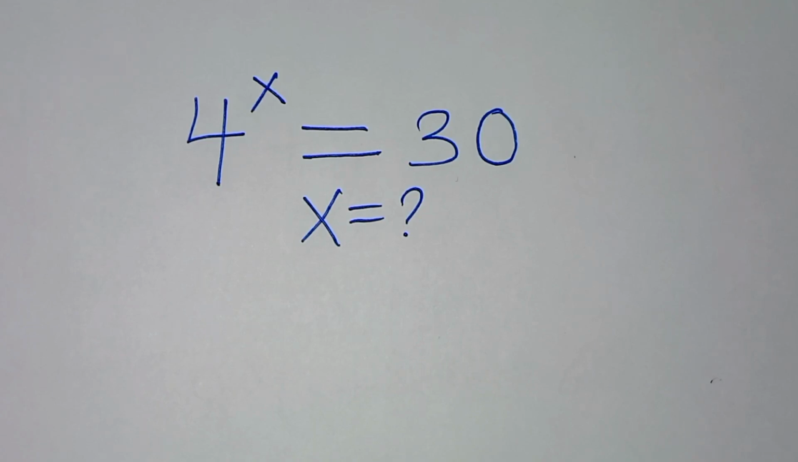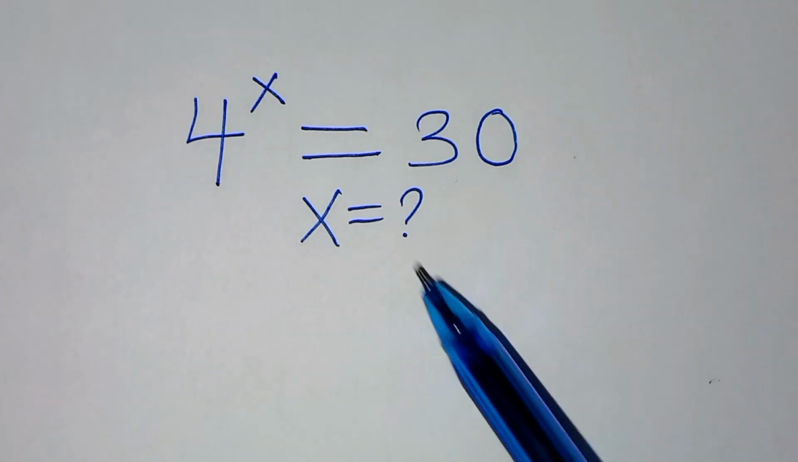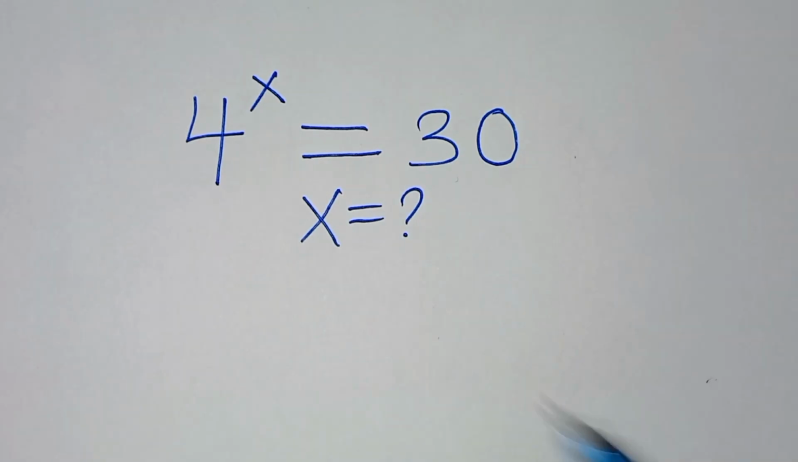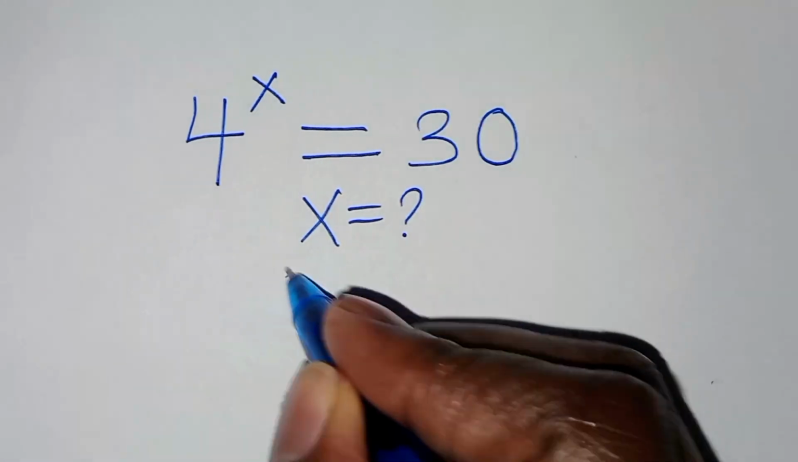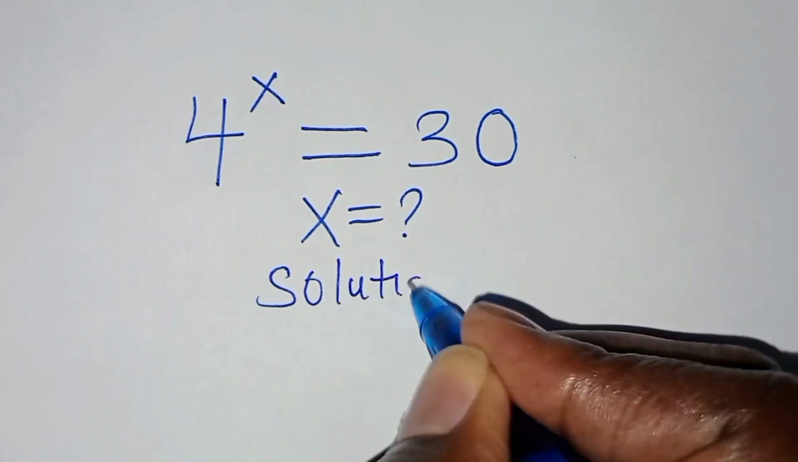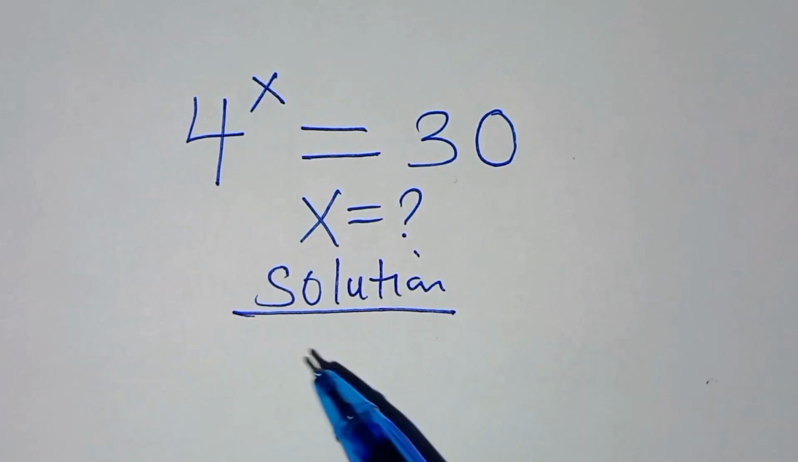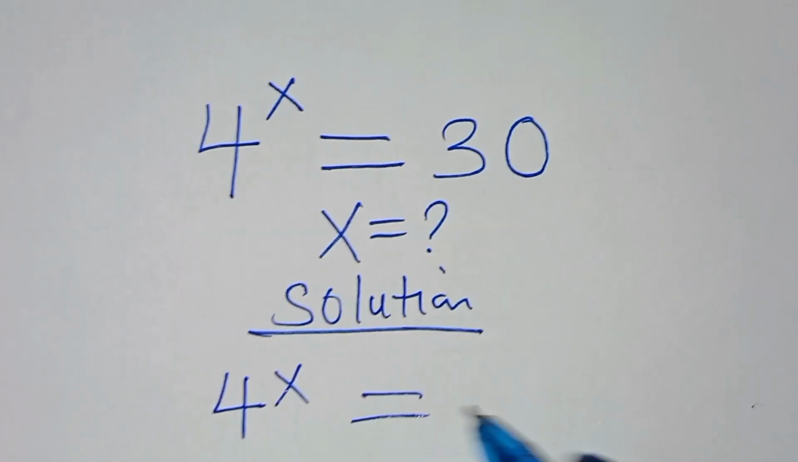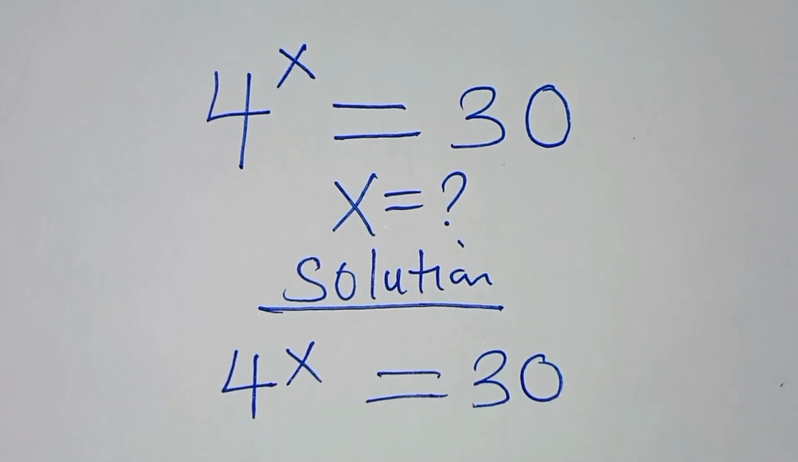Hello everyone, you're welcome to solve this nice exponential equation: 4 to power x is equal to 30. So what is the value of x? Now let me take you step by step to solve this. Now 4 to power x is essentially equal to 30.